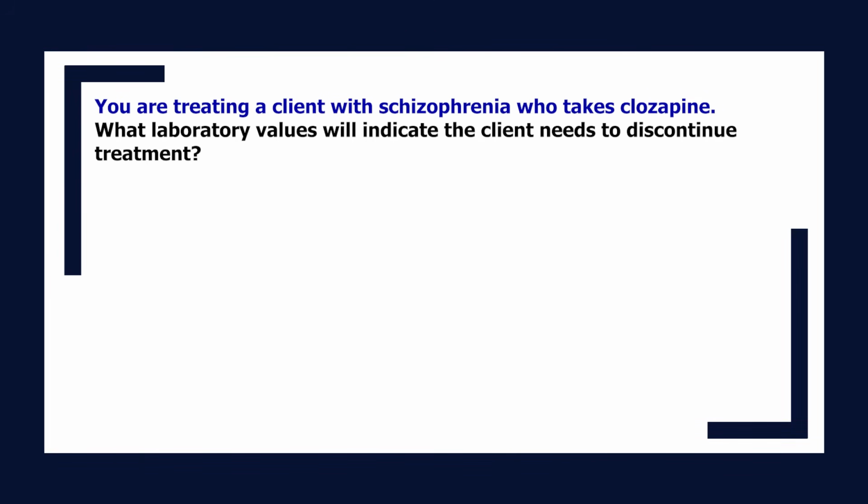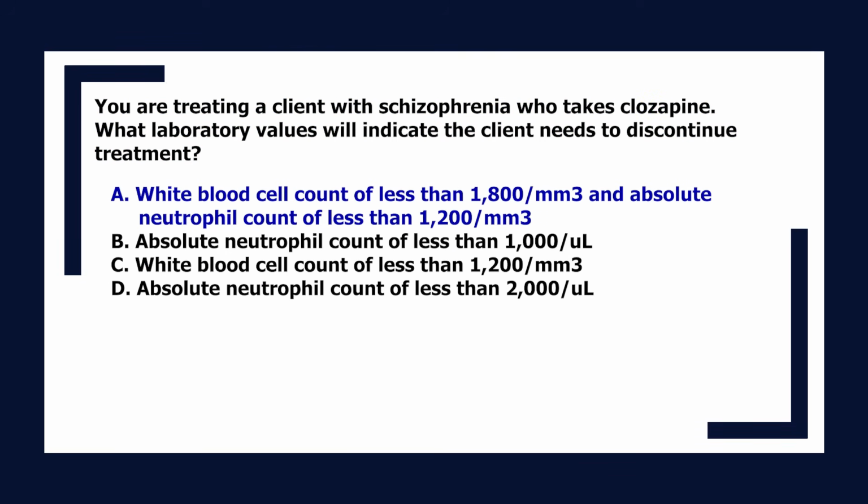You are treating a client with schizophrenia who takes clozapine. What laboratory values will indicate the client needs to discontinue treatment? A. White blood cell count of less than 1,800 per cubic millimeter and absolute neutrophil count of less than 1,200 per cubic millimeter. B. Absolute neutrophil count of less than 1,000 per microliter. C. White blood cell count of less than 1,200 per cubic millimeter. D. Absolute neutrophil count of less than 2,000 per microliter.